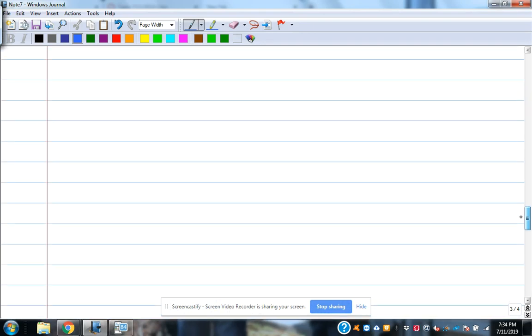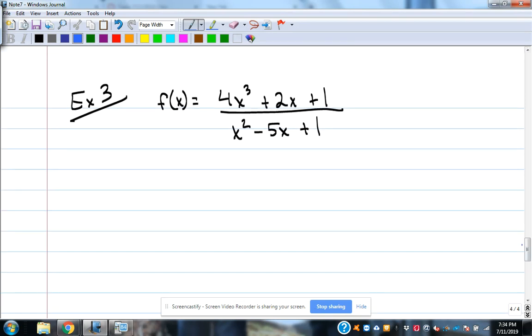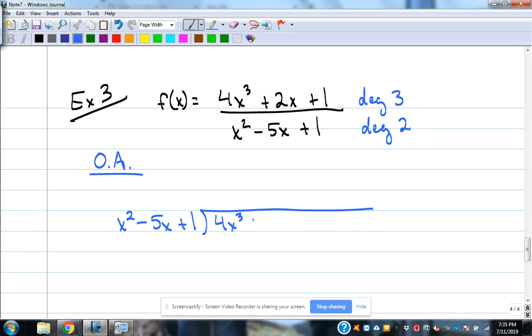Let's look at example 3 and look at the degrees of the numerator and the denominator. So we have a numerator, 4x to the third power plus 2x plus 1, that has a degree of 3. The denominator, x squared minus 5x plus 1, has a degree of 2. And the numerator is one more than the denominator. So that tells us that we have an oblique asymptote, abbreviate that OA. And the way to find that is to take long division of this polynomial. So x squared minus 5x plus 1 divided into 4x cubed. Excuse me, we need to put a 0 x squared, because it's missing that term, plus 2x plus 1.